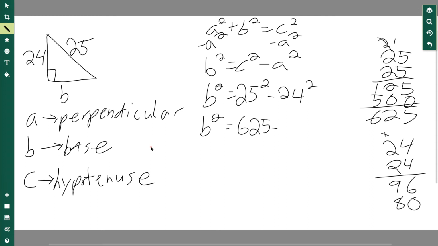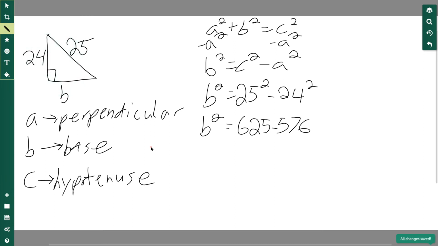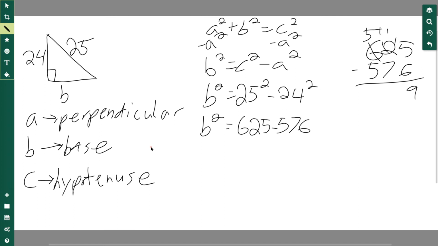So that gives us 576. So now we can just subtract these two values, and I'll do that out as well. So 625 minus 576, that gives us 49. So b squared is equal to 49.